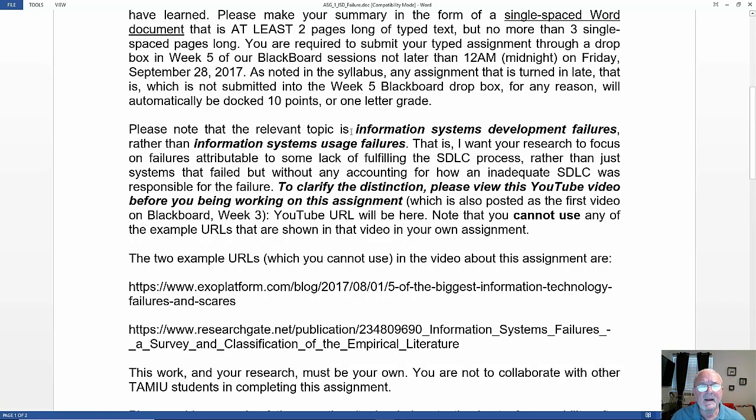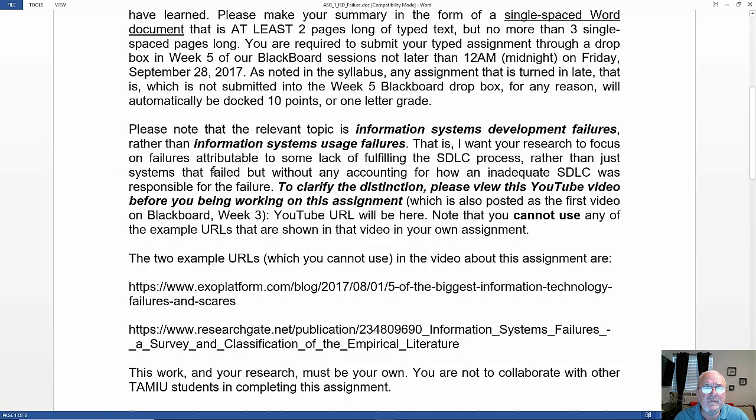The relevant topic is information systems development failures rather than information system usage failures. This is kind of a subtle distinction, but it's important for you to understand to do this assignment correctly. And in the video immediately following this one, I will show you examples on the internet of what is appropriate and what is not appropriate. That is, what is relevant and what is not relevant.